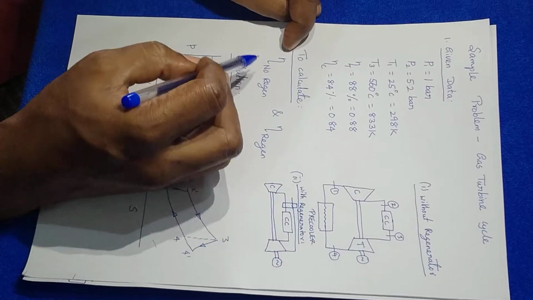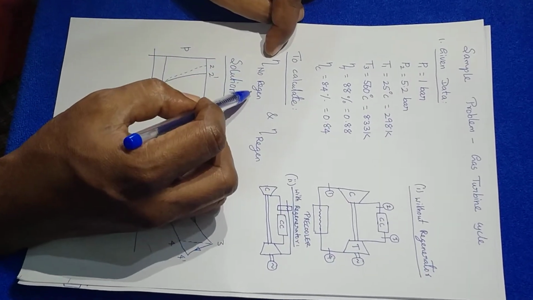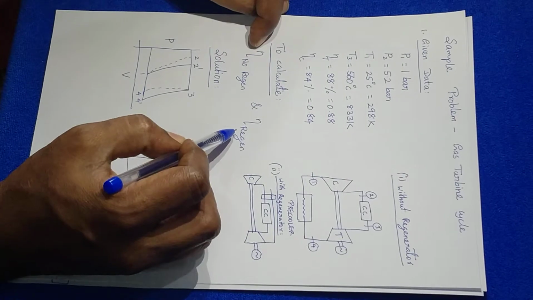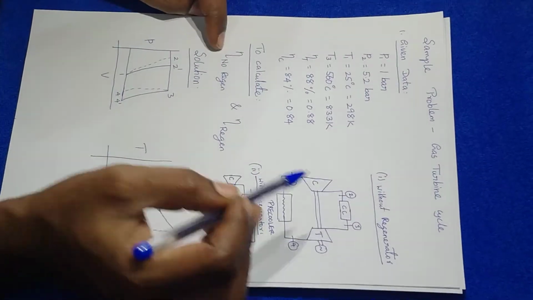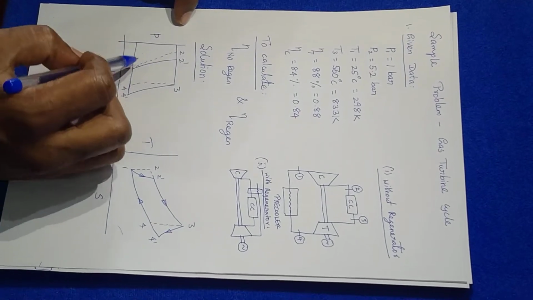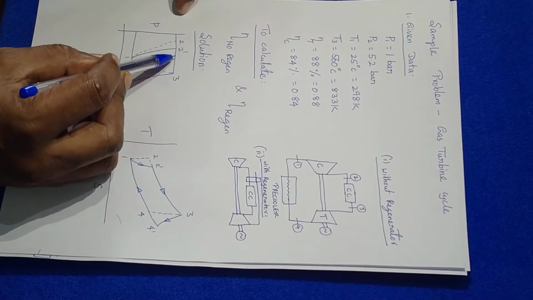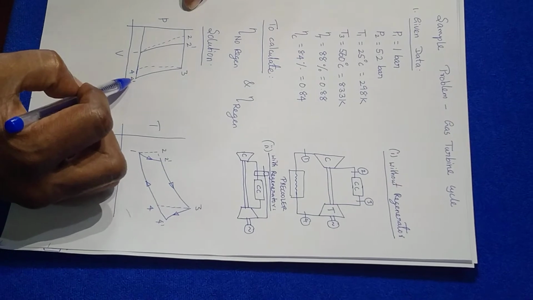There are two cases. The first case, there is no regeneration, and second case, regeneration is considered. Let us see a cycle without regeneration. Okay, so here we are going to draw the PV diagram. 1 to 2 is compression, 2 to 3 is combustion, 3 to 4 is expansion.